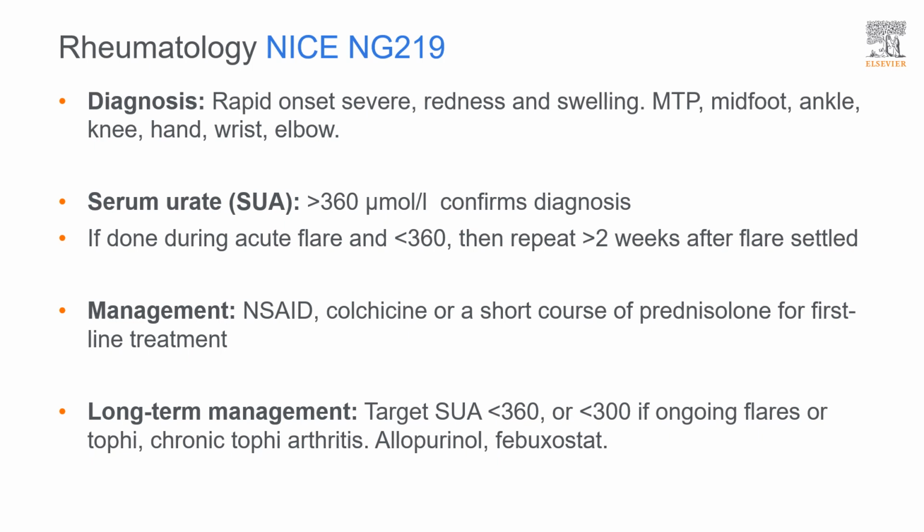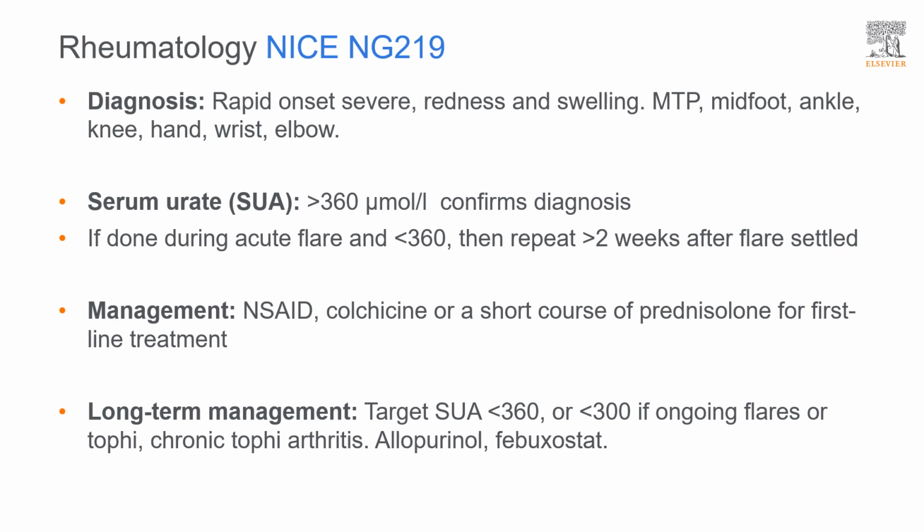Now, I hear you ask, what about serum urate? Is that helpful at all? Well, serum uric acid levels can be helpful. During the clinical presentation, if you think it's acute gout, and you measure the serum uric acid level as over 360, then the diagnosis is confirmed. However, if you do it during the acute flare and it's less than 360, it doesn't mean anything. It doesn't exclude it, because during attacks, the level could be normal, high, or low. You have to repeat it 2 weeks after the flare.